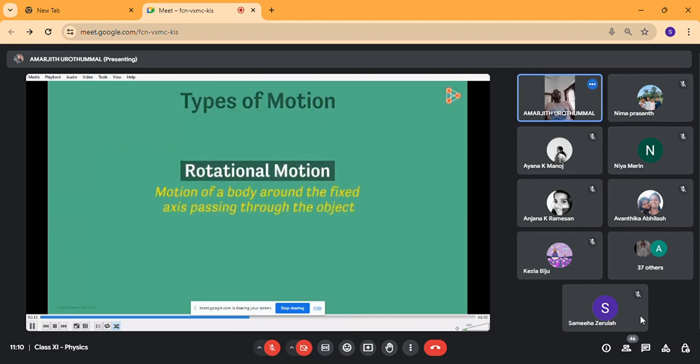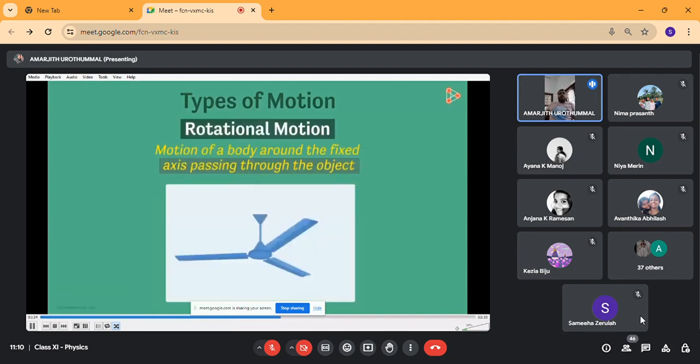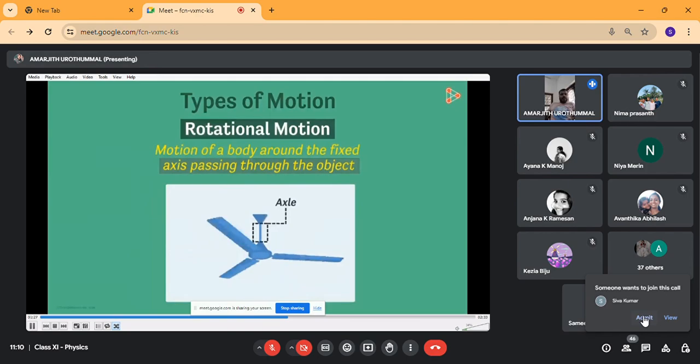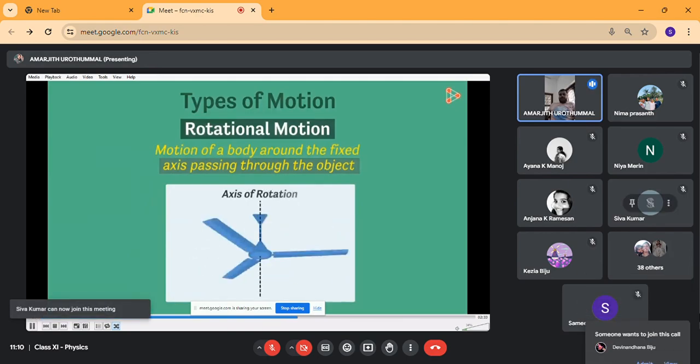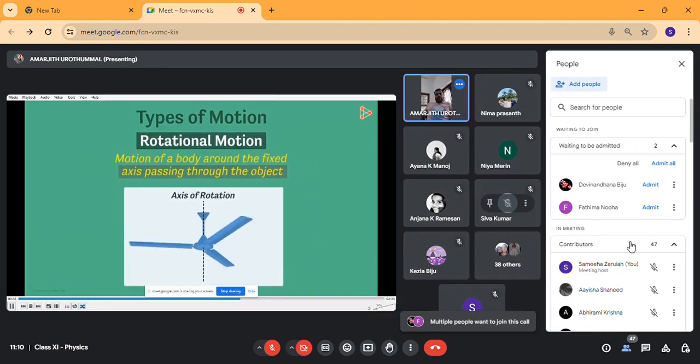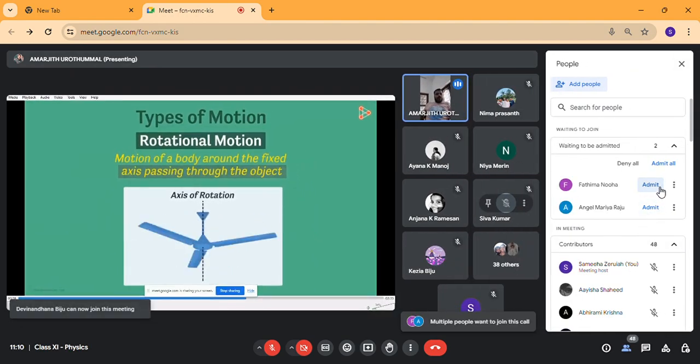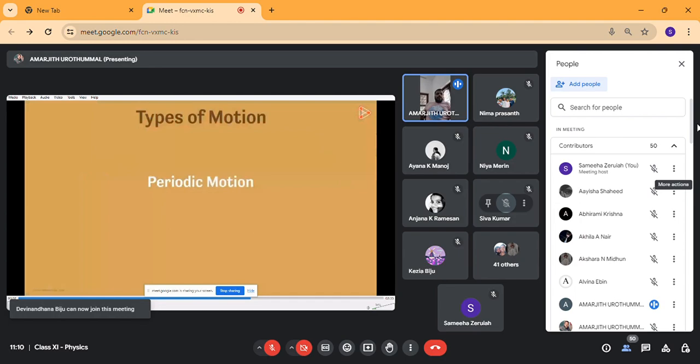Another one is a rotational motion. I am just giving some examples of types of motion. Then we will categorize all this. So rotational motion means a motion of a body about an axis. For example, this fan. Fan is rotating about an axis. This is an example for rotational motion.